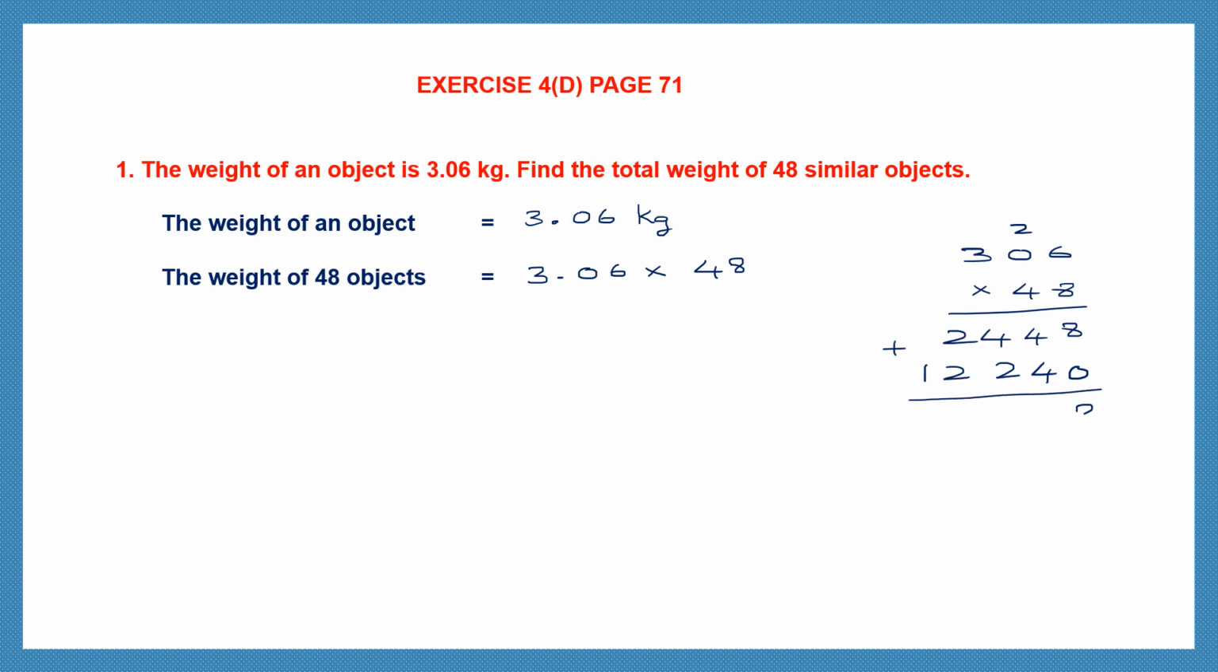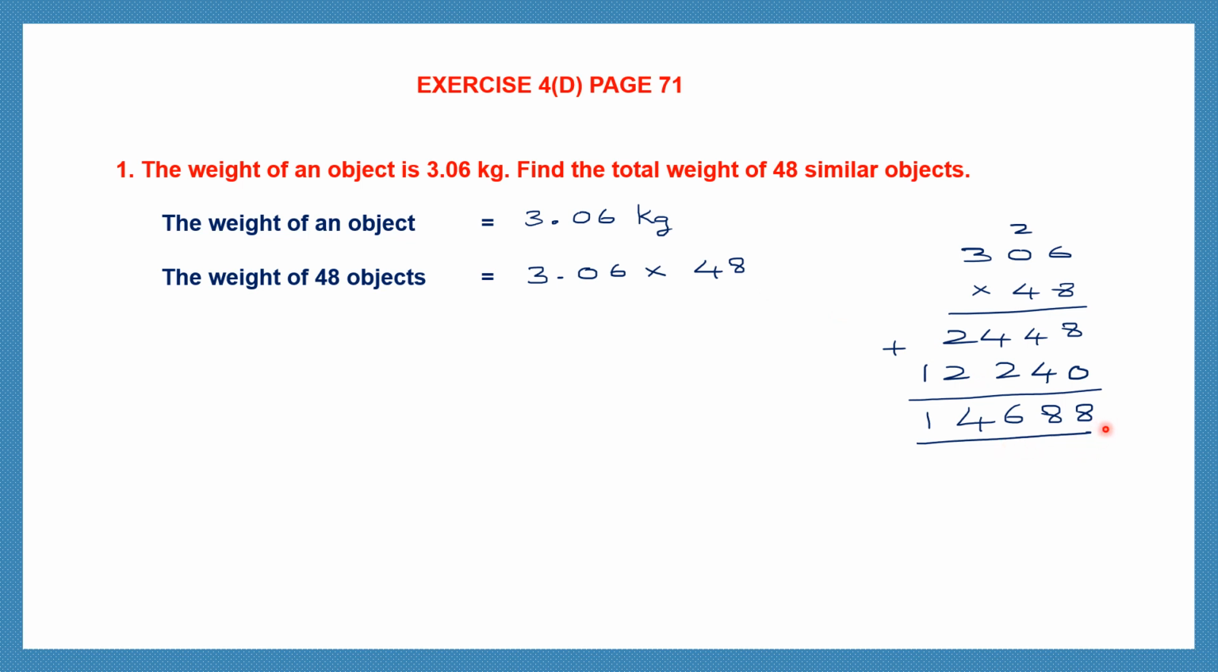So here we have 8. 4 plus 4 is 8. 4 plus 2 is 6. 2 plus 2 is 4 and we have 1. So here we have 14,688, but in our question we have two decimal places. That means after the decimal point, how many digits do we have? We have 2 digits. That means in our answer also we should have 2 digits after the decimal point.